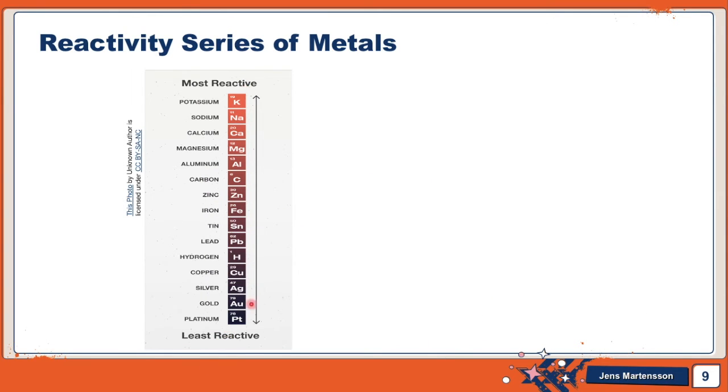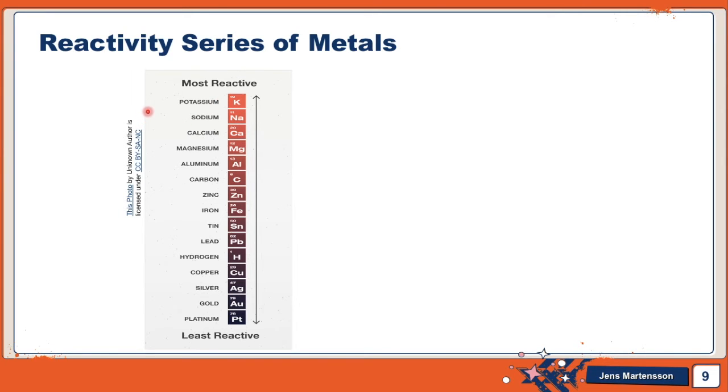You can learn this table. There are many mnemonics out there on the internet. You can check them out. There are many, but I have learned them. I think, yeah, let's check it out. Potassium, sodium, calcium, magnesium, aluminum, carbon, zinc, iron, tin, lead, hydrogen, copper, silver, gold, platinum. Was I right? Yeah, looks like it.